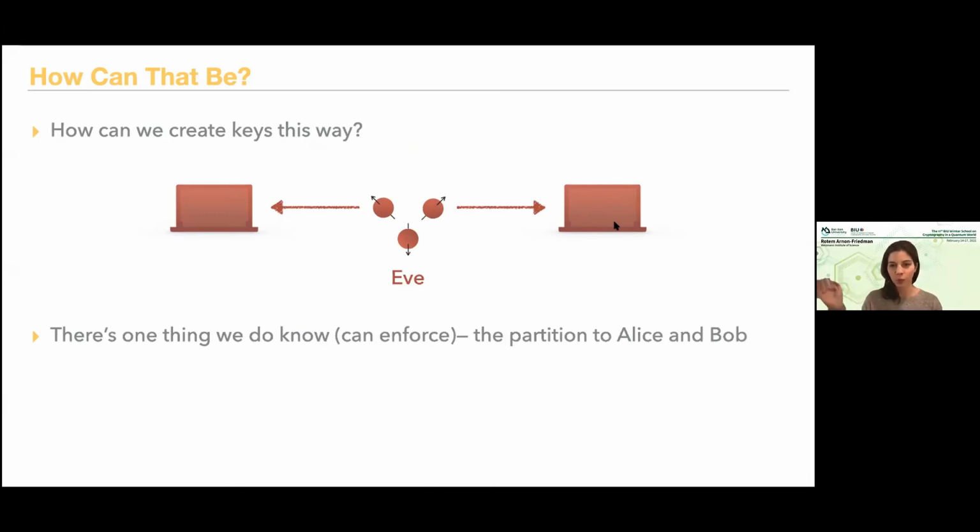We can tell them to put the devices far away from each other, or just make sure they're in different locations. This is something that we can use, and it is similar, for those of you who are familiar with it, to the multi-prover setting in classical cryptography.